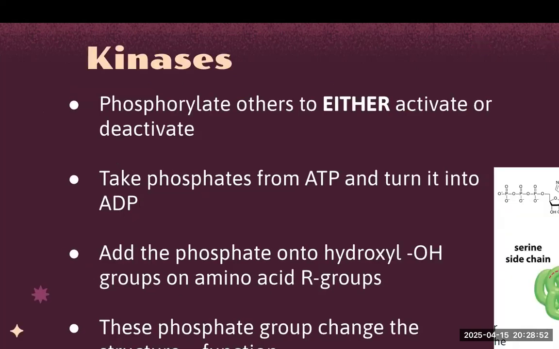Okay, so quick thing about kinases. Kinases phosphorylate to either activate or deactivate. It's not always going to be activate. It's not always going to be deactivate. But the point is, it's a switch mechanism, right? We can use it to turn things on or off. Takes phosphates from the ATP, turns into ADP, whatever. Don't really have to know this. Just know that again, we're not passing the phosphate along. Each time we activate something with the phosphate, we're taking it off the ATP and we're putting it on the protein. Got it? Yeah.